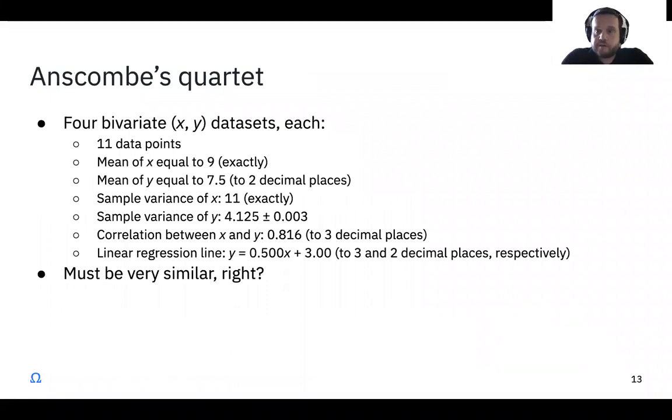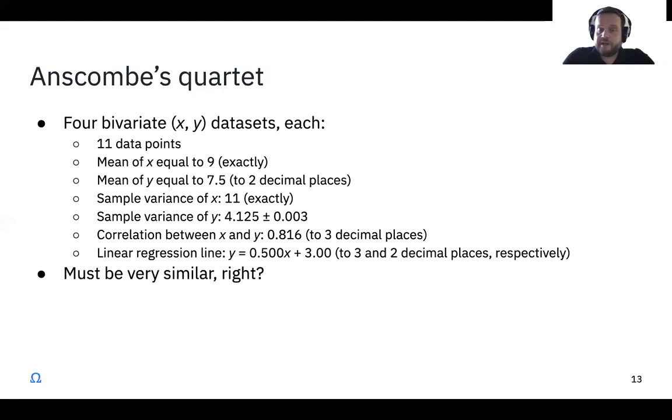Well, consider the problem of so-called Anscombe's quartet. That's a quartet of 4 bivariate data sets. They only have XY coordinates, so a very simple data set, not a problem for visualization, right? And each of those data sets has 11 data points. Mean of X is equal to 9 exactly. Mean of Y is equal to 7.5 to 2 decimal places accuracy. Sample variance of X is 11. Sample variance of Y is 4.125 with a deviation of 3 thousandths. The correlation between X and Y is 0.816 to 3 decimal places for all 4 data sets.